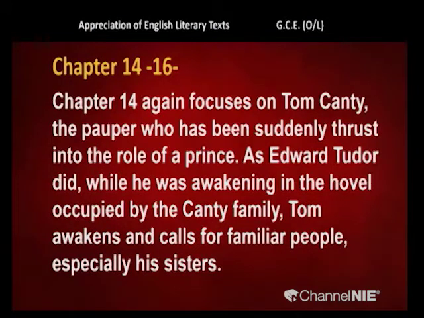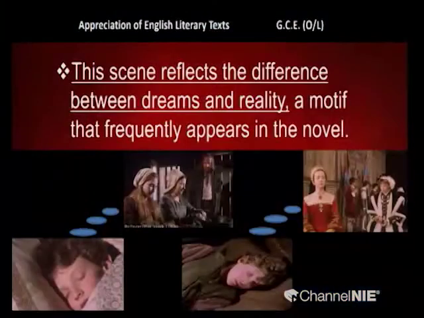Chapter 14 again focuses on Tom Canty, the pauper who has been suddenly thrust into the role of a prince. As Edward Tudor did while awakening in the hovel occupied by the Canty family, Tom awakens and calls for familiar people, especially his sisters. This scene reflects the difference between dreams and reality, a motif that frequently appears in the novel. So, you know, reality is not so pleasant as the dream.